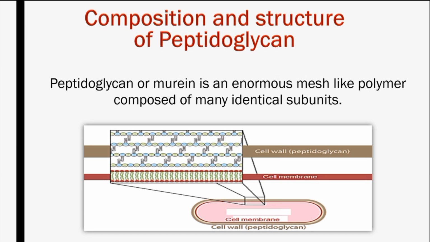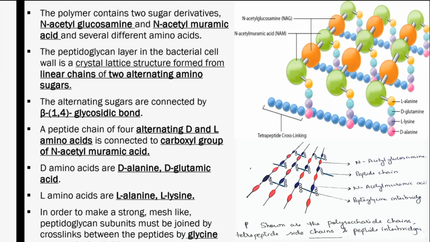Composition and structure of peptidoglycan. Peptidoglycan, or murein, is an enormous mesh-like polymer composed of many identical subunits. The polymer contains two sugar derivatives, N-acetylglucosamine and N-acetylmuramic acid, and several different amino acids.